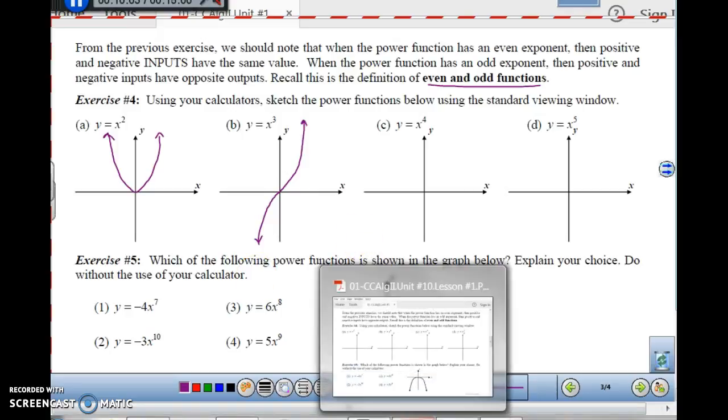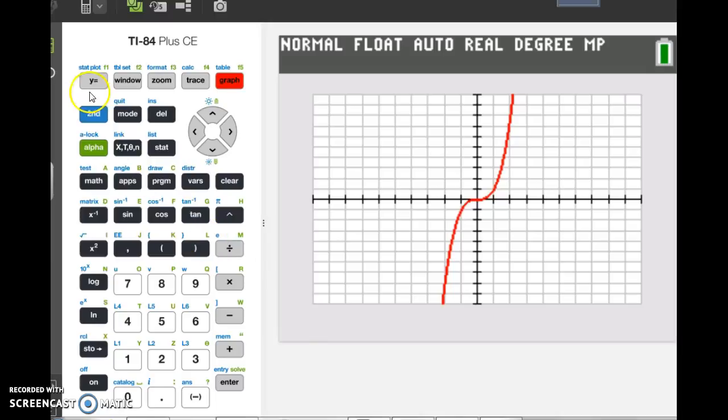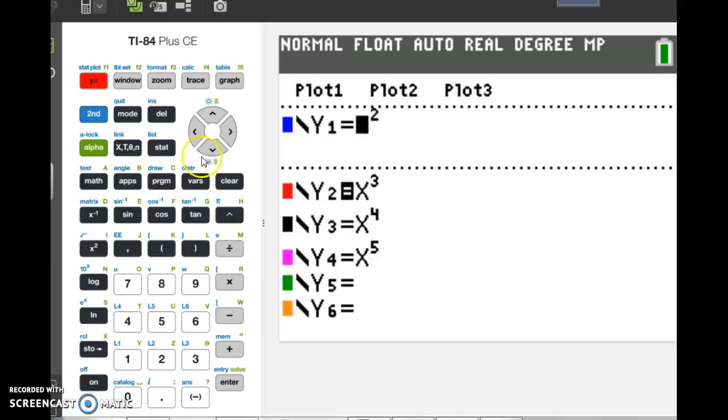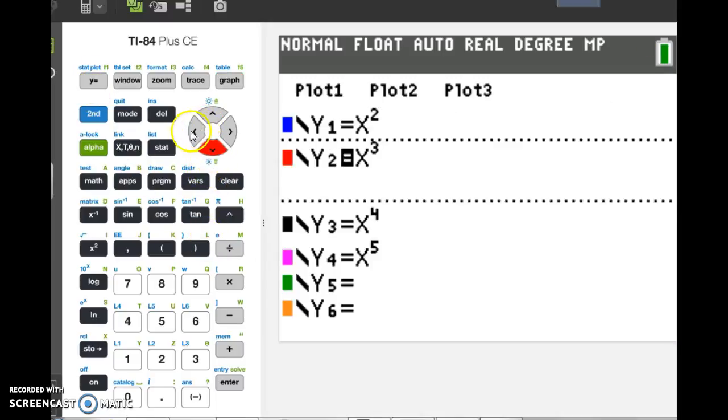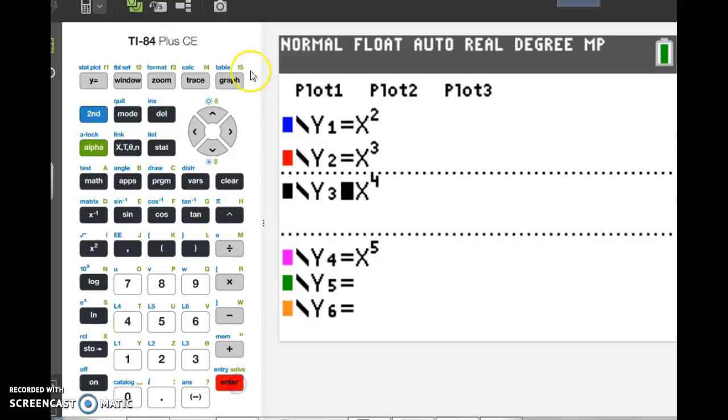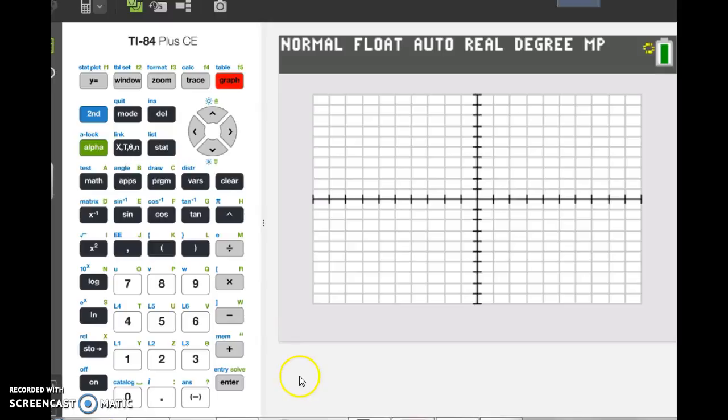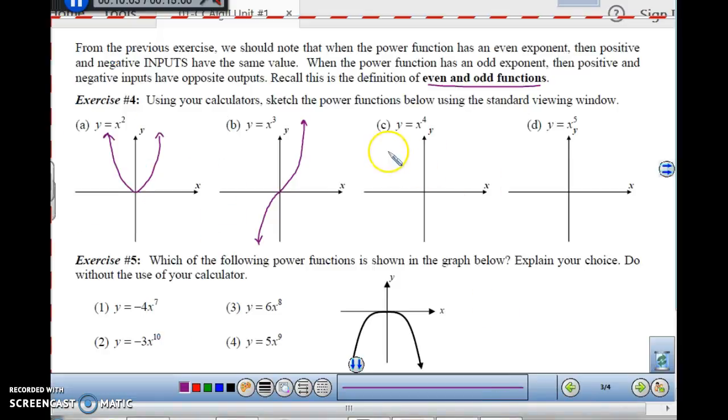Let's try y equals x to the fourth. We'll go down here, turn this one off and turn this one on. What does that look like? It kind of looks like the x squared function, but it's a little flatter at the bottom. So let's sketch that. It's going to look more flat at the bottom, going up like that.